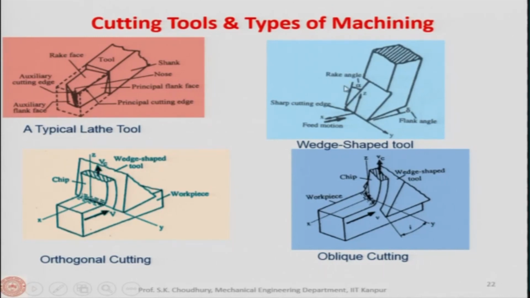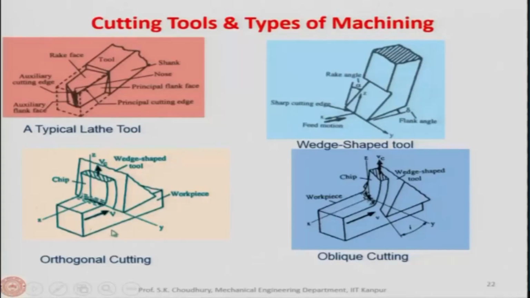So, the inclination of the rake face can be defined by the rake angle, and the inclination of the flank face can be defined by the flank angle. So, all the basic characteristics of a tool this wedge shaped tool has, and normally from now onwards, whenever we will be using a tool for the analysis, for the ease of analysis, we will be using the wedge shaped tool, because the wedge shaped tool has the required parameters like the rake face, the rake angle, the flank face and the flank angle.